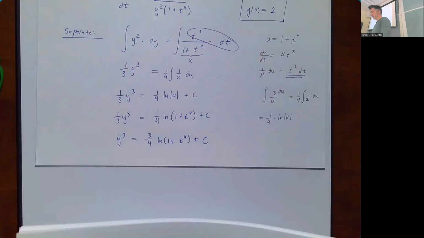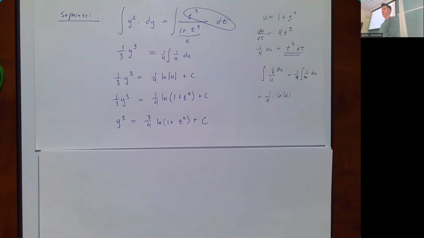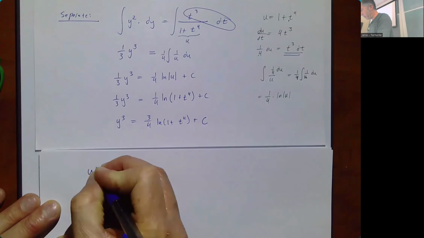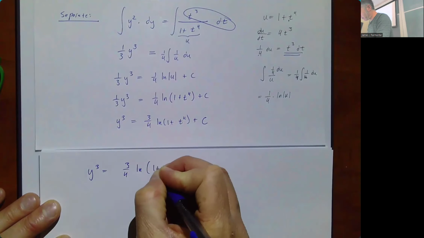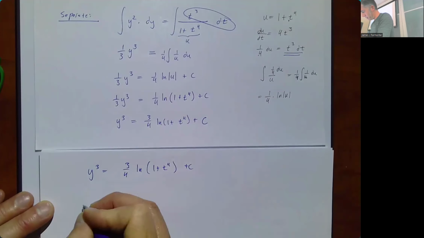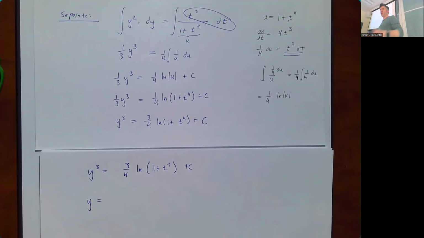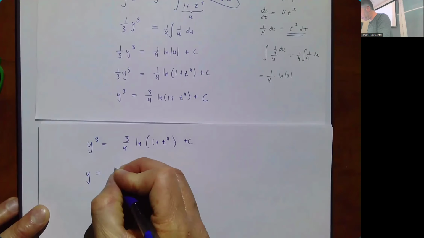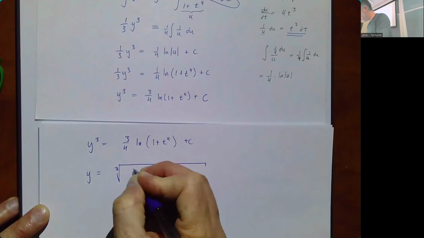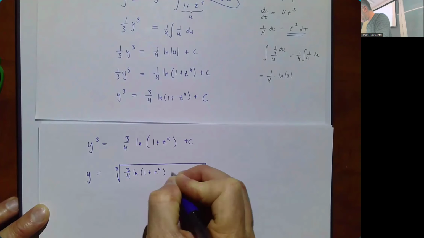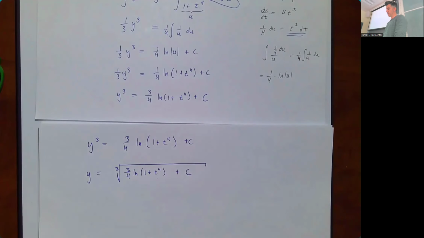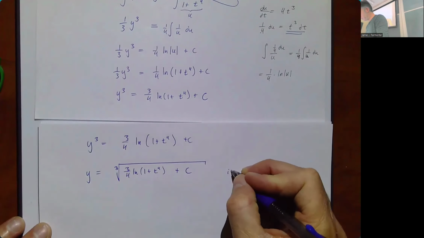So then to solve for y, I'm going to take the cube root of both sides. If I have y cubed equal to 3/4 times the natural log of 1 plus t to the 4th plus c, then y is going to equal, you can either write it all to the 1/3 power or the cube root of. I kind of like the cube root notation personally. The cube root of 3/4 natural log of 1 plus t to the 4th plus c. And that is our general solution.